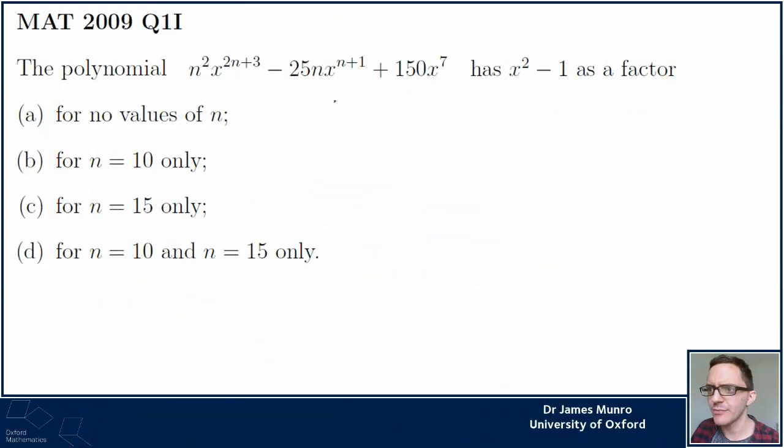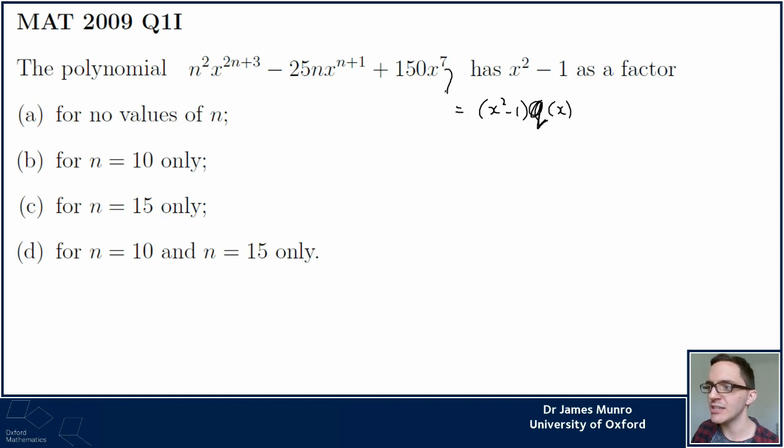What do we want? So we want this polynomial, n squared. Look at this polynomial, by the way. The coefficients have got n's in, the powers have got n's in, except for this 7. This last term's got no n's in it, which is a bit weird. We want it to have x squared minus 1 as a factor. So if this has got x squared minus 1 as a factor, then it must be the case that we can write it as x squared minus 1 times q of x. I'm using a similar trick.